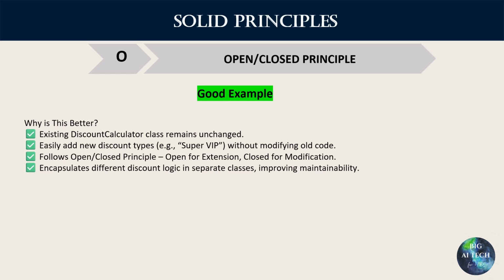It follows the open close principle: open for extension and closed for modification, as we discussed even in the real world example, the restaurant menu extension. Keep that in mind. You will connect any similar examples, right? It encapsulates different discount logic in separate classes. This improves maintainability. We can add n number of types of customers as needed without modifying the existing customer base or customer discount strategies that we already have.